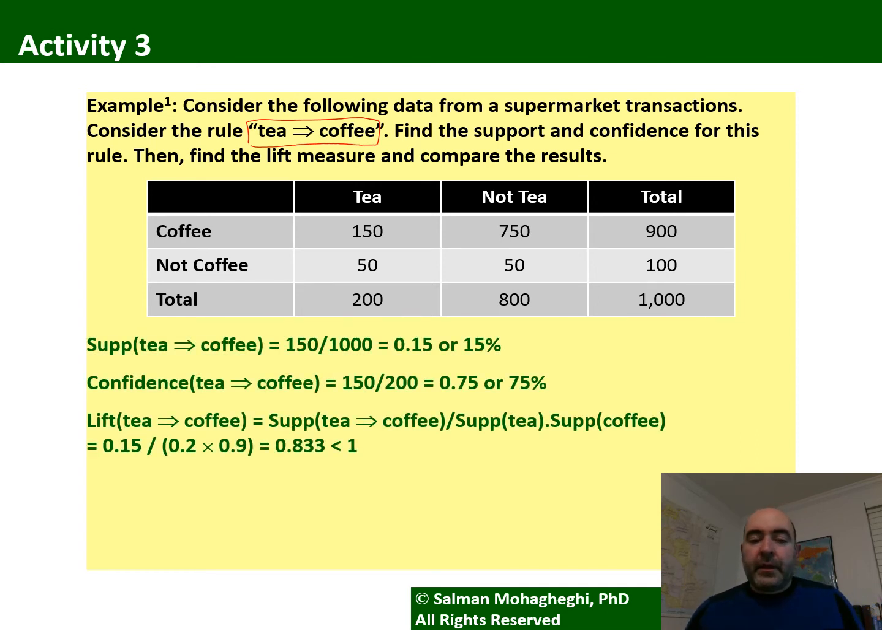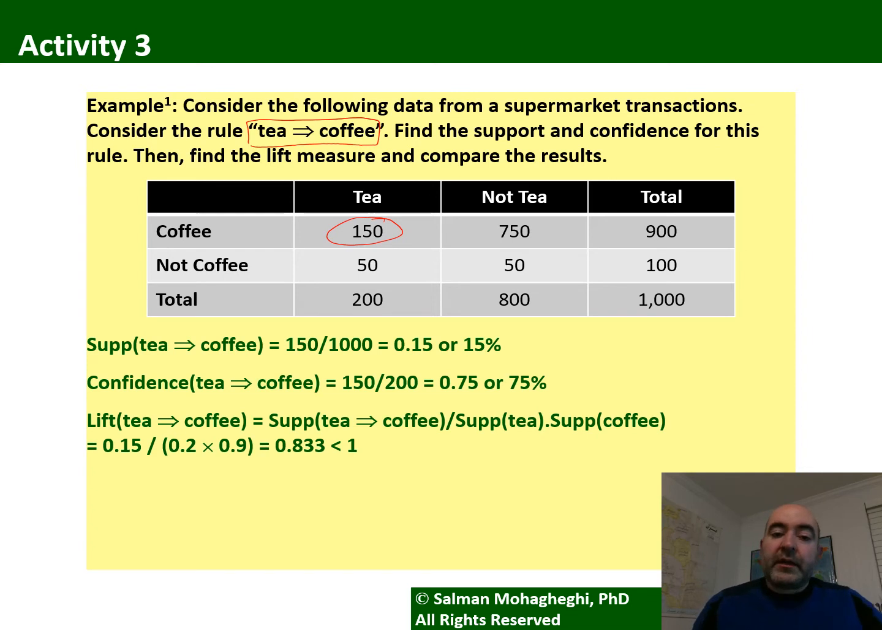All right, so the rule is of the form X then Y. Support for tea then coffee would be the number of instances that have both tea and coffee in them divided by the total number of data instances. People who have both tea and coffee are 150 customers. So 150 divided by 1,000 would be 15%.